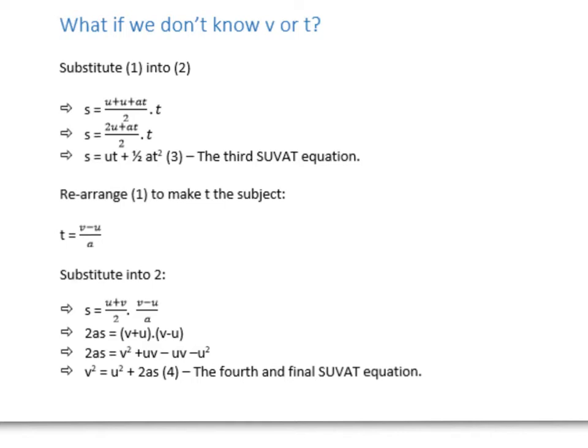To get the fourth SUVAT equation, you need to rearrange the first equation into this form here to get t by itself. Once you've got that, you can substitute it in. So we've substituted it in for t here, and take the 2 and the a over to this side, multiply out brackets and rearrange, and you get v squared equals u squared plus 2as, the fourth and final SUVAT equation. Now I mentioned earlier there's actually a fifth one that we don't really need to know.